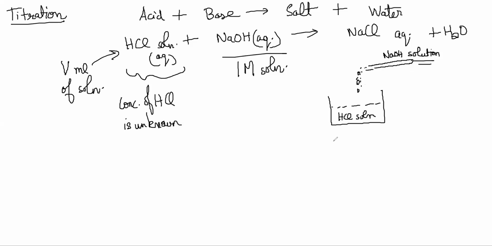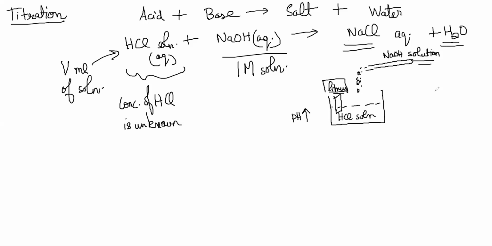So you can keep an indicator or a litmus paper here, which will keep telling you what is the pH of this solution, or whether it is acidic or basic right now. As you drop NaOH into it, this reaction keeps happening, and the HCl is consumed. As you drop NaOH, HCl is going to be consumed, and slowly the pH will start to rise.